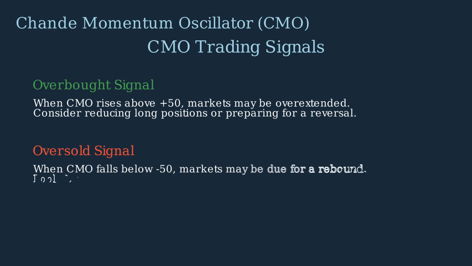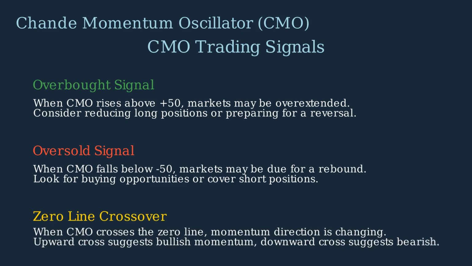When the CMO falls below -50, it indicates oversold conditions. This might present buying opportunities or suggest covering short positions. The zero-line crossover is another significant signal. An upward cross suggests increasing bullish momentum, while a downward cross indicates growing bearish pressure.